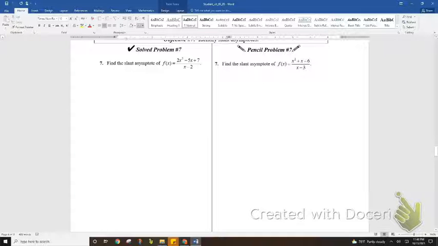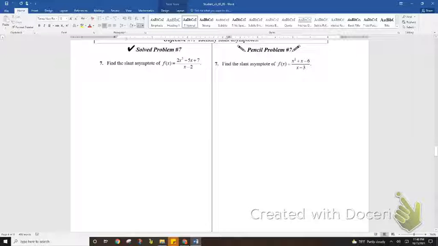So, first thing here, it says find the slant asymptote. So let's just verify that one does exist. Find the degree of the numerator and the degree of the denominator. Is the degree of the numerator greater than the denominator by 1? The degree of the numerator is 2 because of the exponent. The degree of the denominator is 1. So the top is bigger than the bottom, and it is by 1. So a slant asymptote does exist.